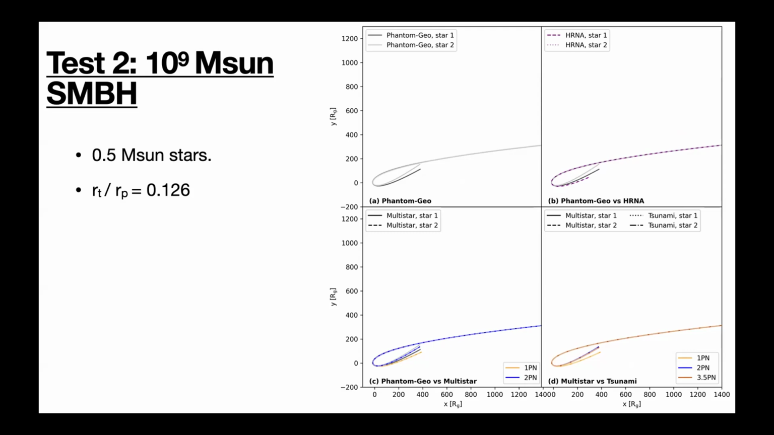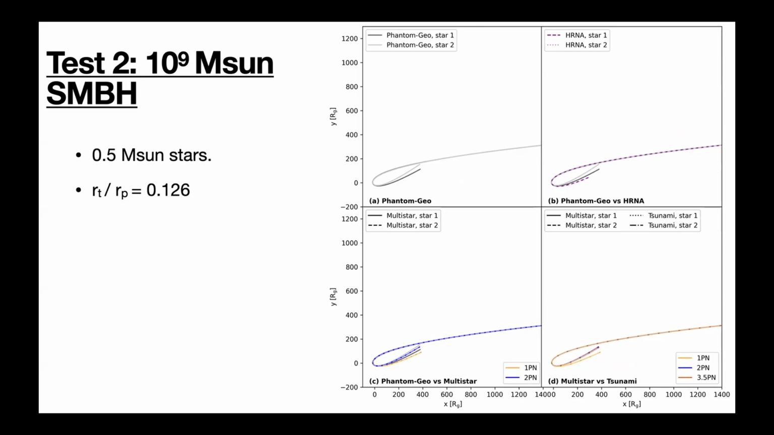And we can see it in these models, we set all of them at a distance of 1,000 tidal radii at the beginning. The first panel again shows the phantom geocode. The stars get close to the black hole and they get split apart. In the second case, we show the comparison with HRNA. And we can see that even though we ran the same models for the same amount of time, which is 4.5 years, there is clearly a difference in the way the binaries are behaving.